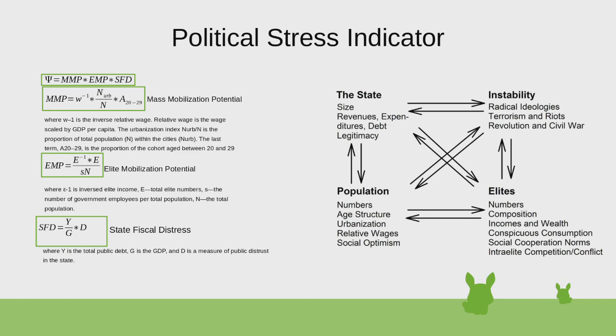The state. Only 27% of Americans have a great deal of confidence in the 14 major American institutions. America has $30 trillion in debt, and that is 128% of the GDP. Plug all these facts into the formula, and you have a high political stress indicator.